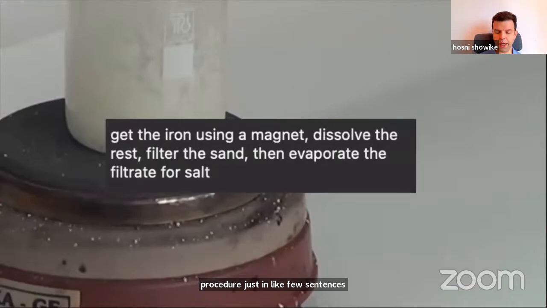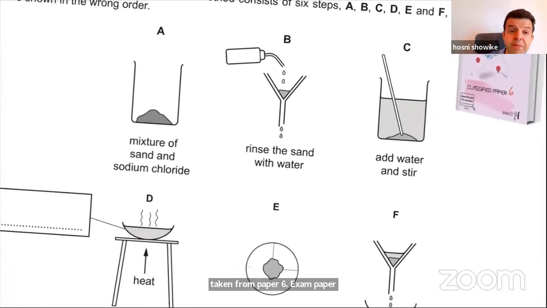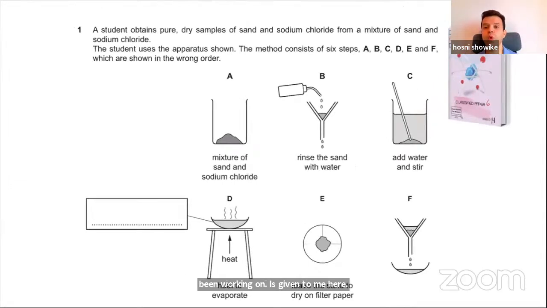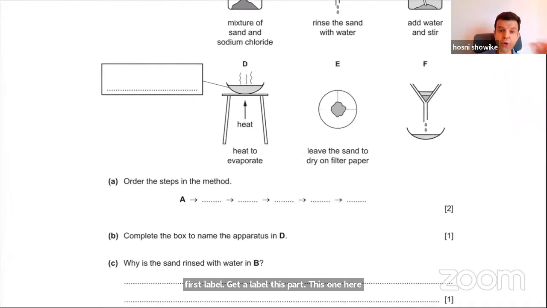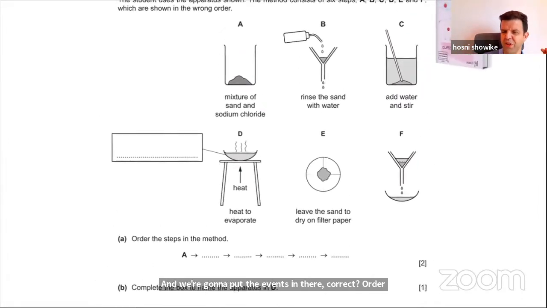Okay, now I have a question for you. This question is taken from paper 6 exam paper. They give you the same thing. So the same thing we've been working on is given to me here. They just wanted you to first label this part, and we're going to put the events in their correct order. Let's start by putting the events in order and then we label.